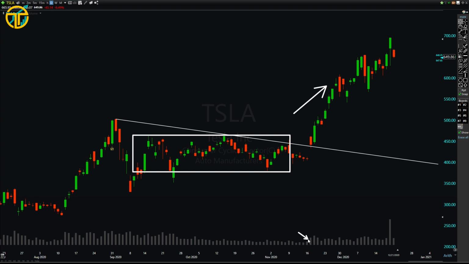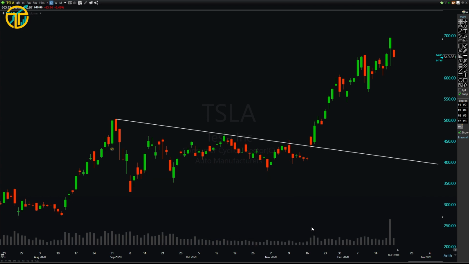You'll also notice down here that the volume was increasing significantly higher on the breakout than it was during this period of consolidation where the volume was much, much lower. And that's what you want to see. That's really a key element of a breakout like this succeeding, is you have to have that increasing volume. All right, so really good example there on Tesla.